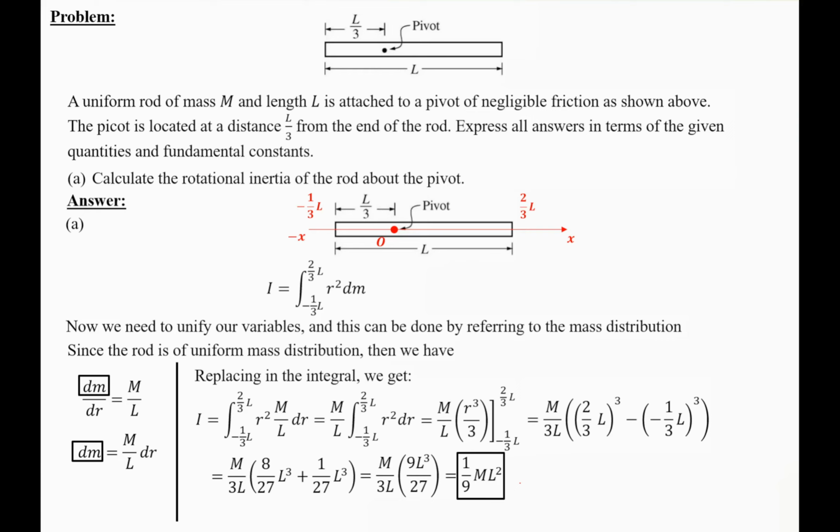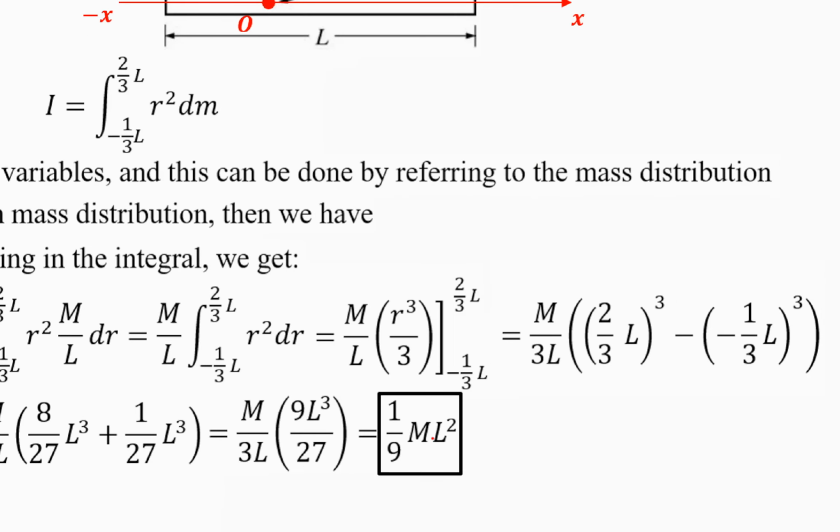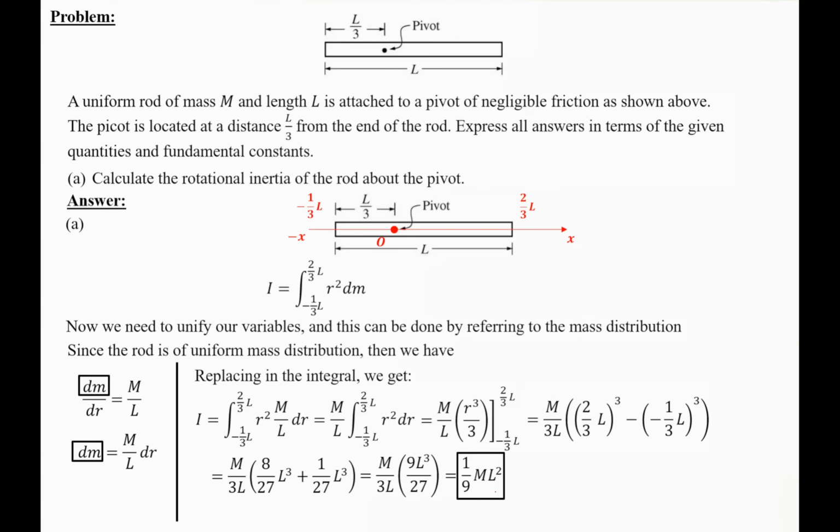So what does this quantity represent? This is the rotational inertia of the rod around the pivot point. Now remember that the unit of inertia is kilogram meter squared, and indeed we have kilogram meter squared, which is a dimensional analysis check on our answer.